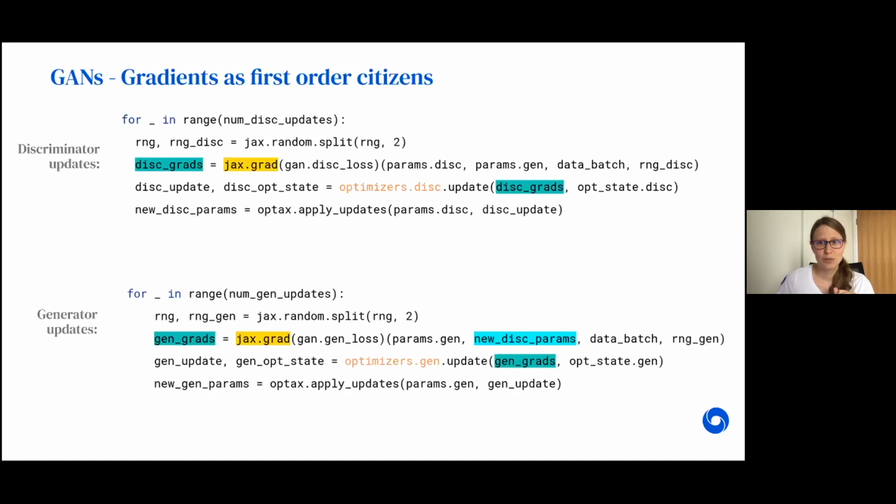Notice that the code looks very similar to what pseudocode would look like for a GAN, right? Like it's get a gradient, evaluate it, update, apply the updates. So I think this is quite neat, that it makes the code very clean and easy to read and understand. Next slide, please.